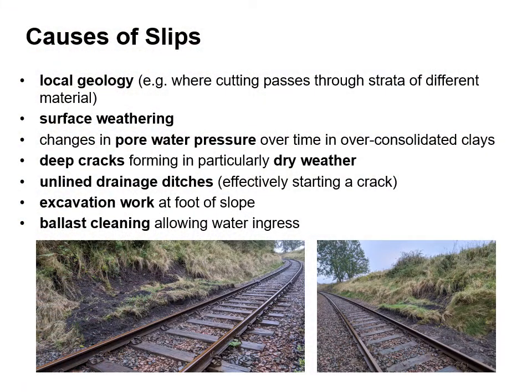So what could cause these slips? There could be local geology issues, where cuttings pass through strata of different material. There could be surface weathering caused by inclement weather. There could be changes in pore water pressure over time and over consolidated clays. There could be deep cracks forming, in particular in dry weather. There could be unlined drainage ditches, effectively starting a crack. There could be excavation work at the foot of a slope. Or ballast cleaning may allow water ingress. In the case of the slips at Bowness, it was a period of severe weather, or inclement weather, with heavy rainfall.